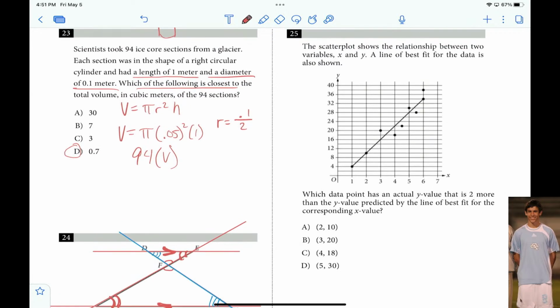All right. So 25 says the scatter plot shows the relationship between two variables, x and y. A line of best fit for the data is also shown. So the question says, which data point has an actual y value that is 2 more than the y value predicted by the line of best fit for the corresponding x value? So they're saying that the actual value should be 2 more than that predicted by the line. So we're looking for a dot that is 2 more than the line.